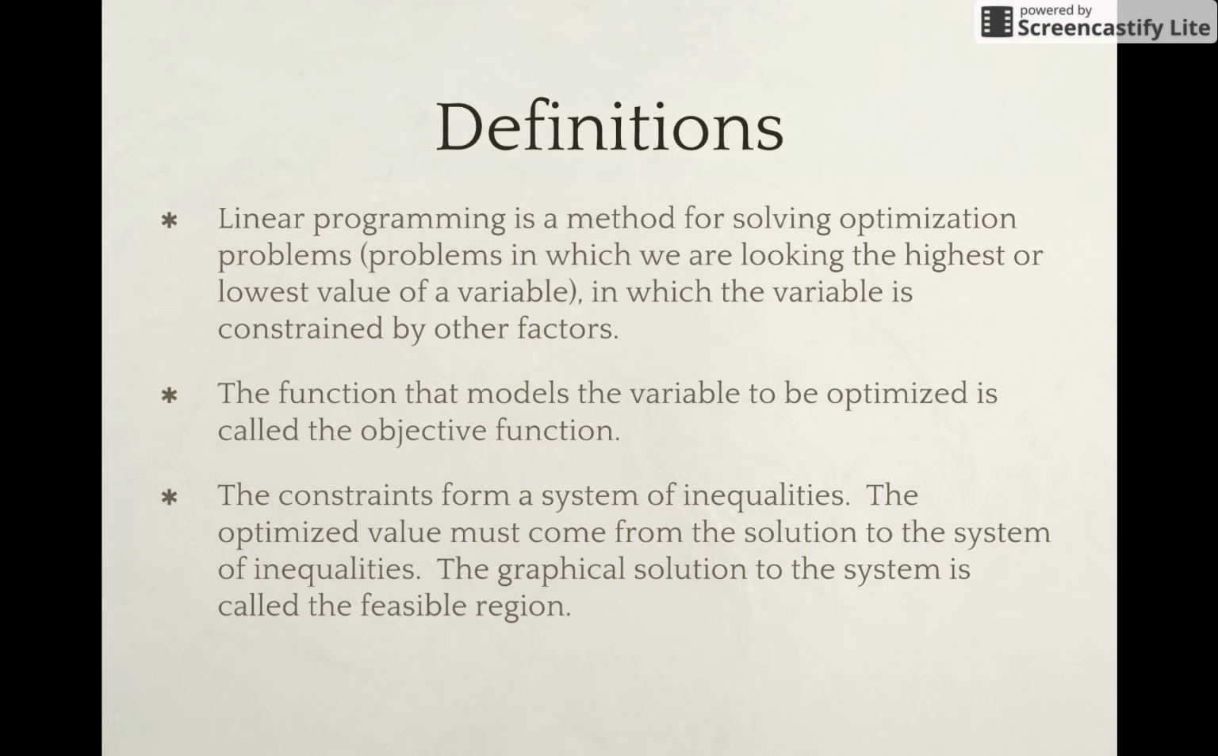So again, the function that models the variable to be optimized is defined to be the objective function. All of the constraints form a system of inequalities. In order to find an optimized value, we're going to have to select from the solution to the system of inequalities. In linear programming, the graphical solution to the system of inequalities is called the feasible region.